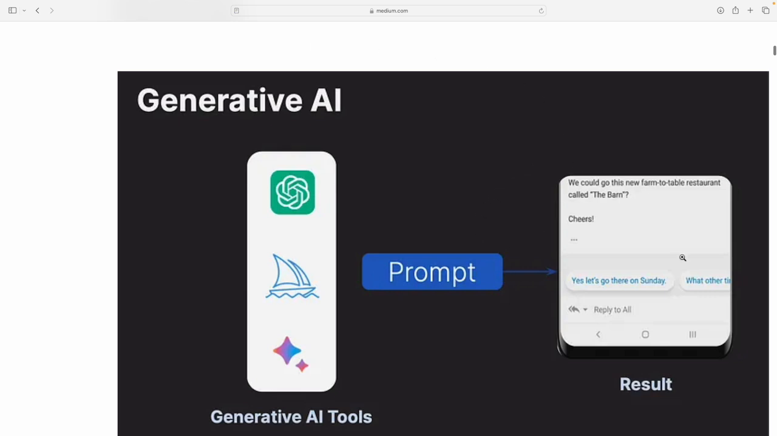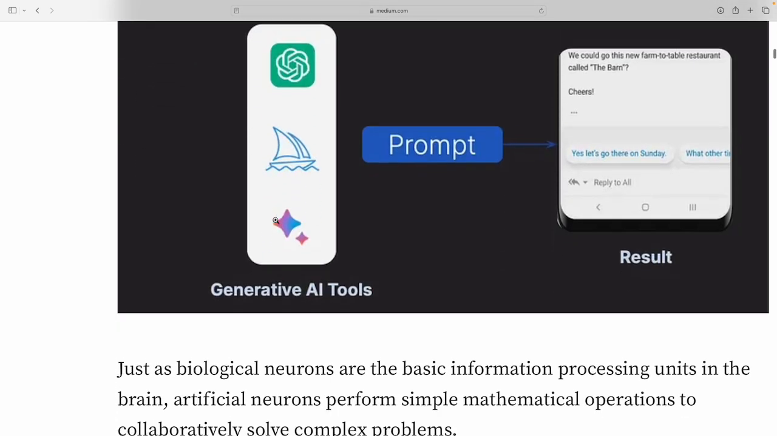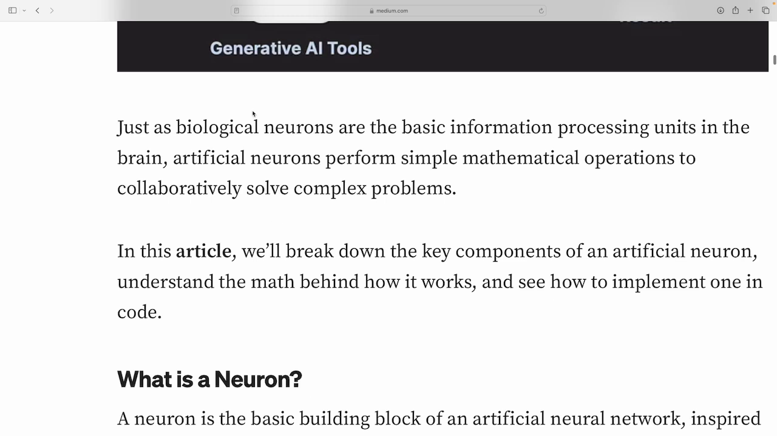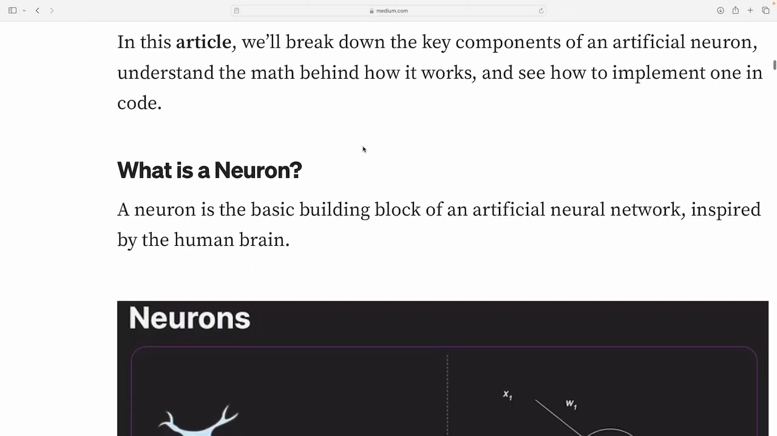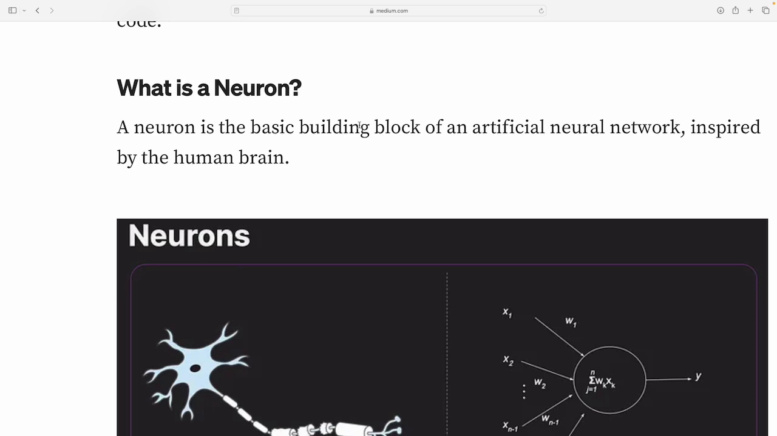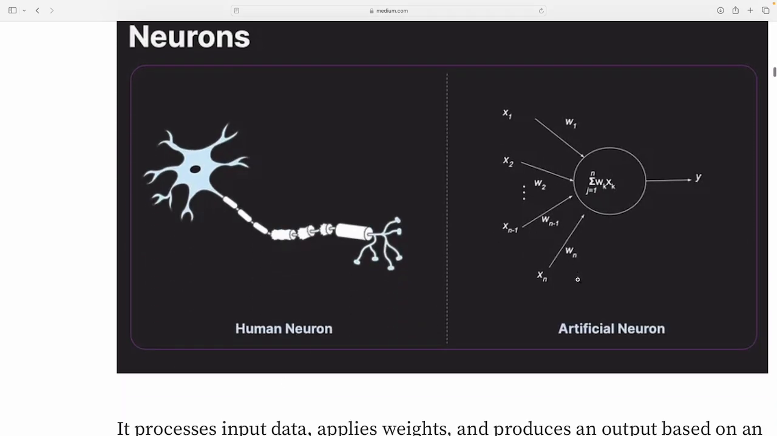If you see prompt engineering, you are typing something and the response comes from here, and behind the scenes are the neural networks or neurons, right? Just like biological neurons, the basic information processing units in the brain, artificial neurons perform simple mathematical operations and collaborate to solve complex problems. So what is a neuron? A neuron is the basic building block of an artificial neural network, inspired by the human brain. This is the human brain and this is the artificial neuron.